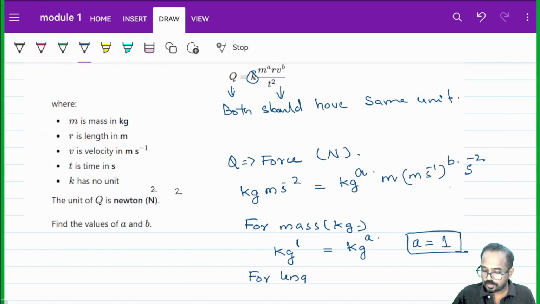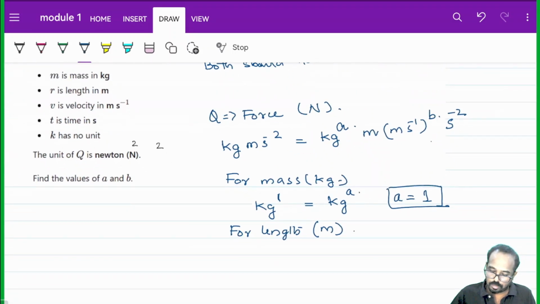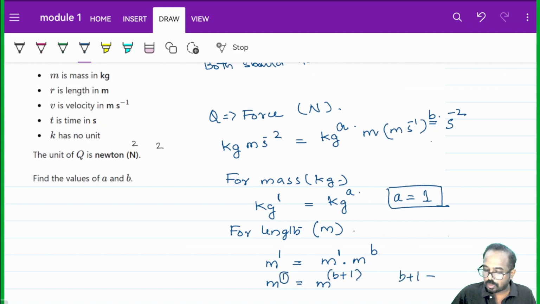Length is measured in what? Meters, right? So meter, you check, meter on the left hand side, what is the power? Power 1, which is equal to, here already one m is there, multiplied by m to the power b. This is multiplied with both. So you can see that m to the power 1 times m to the power b gives m to the power b plus 1, right? So both are equal, which means this power b plus 1 should be equal to 1. b plus 1 is equal to 1, b is equal to 1 minus 1, 0. So the answer will be b is equal to 0.